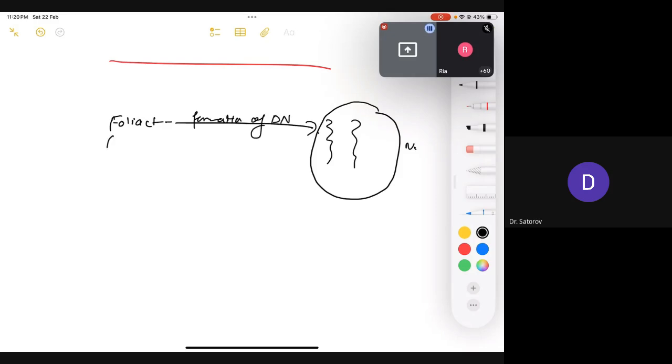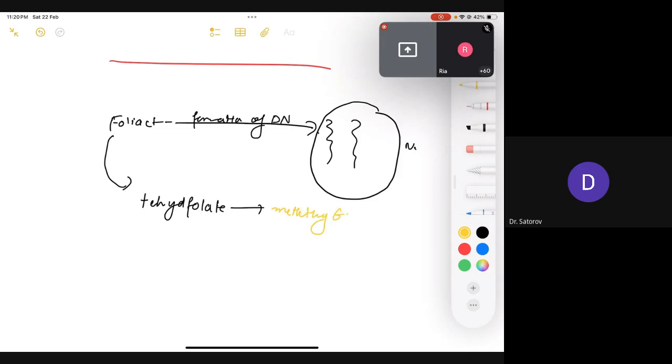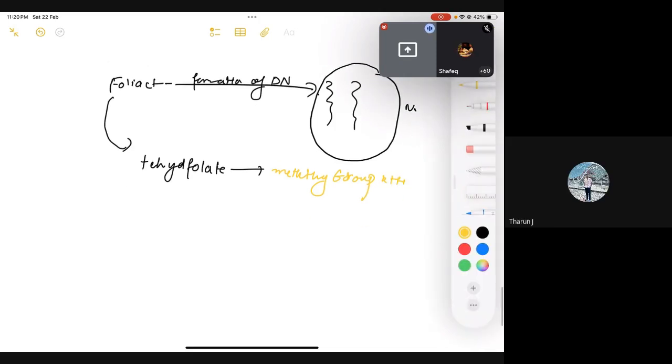But normally the folate keeps circulating inside your blood. It's not simply folic acid. It keeps circulating as tetrahydrofolate with a methyl group attached. Hello? Can you guys hear me? Yes. Okay. Can you please repeat it?